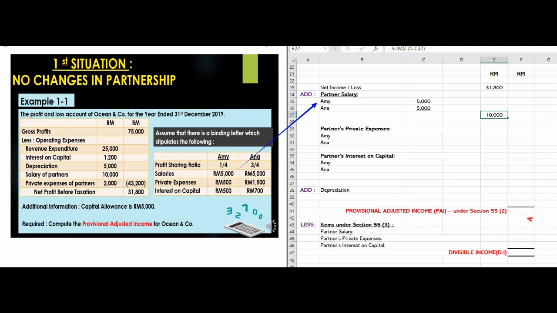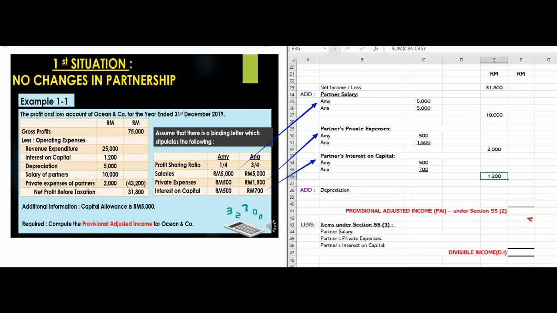And then number 2, about the private expenses, we are going to copy it also here: 500 for Amy, 1,500 for Anna. And then also the information regarding the interest on capital, we are going to put it here too. For Amy, 500 ringgit. For Anna, 700 ringgit. So the accumulated is 1,200 ringgit. So it's settled for each partner's income.